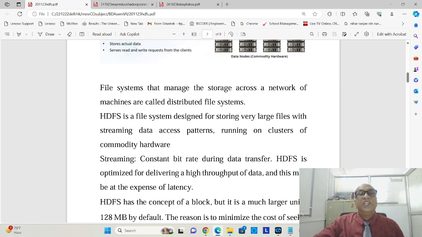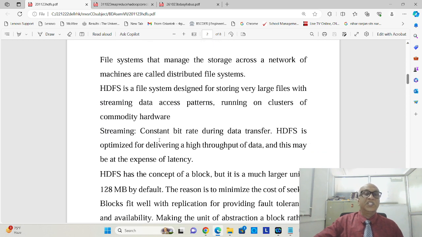So when we are speaking about HDFS, the long form is Hadoop Distributed File System. When I say distributed file system, the file system storage is across a network of machines. And what is HDFS then? It is specifically a distributed file system for Hadoop. It will be storing huge files, and a streaming data access pattern is there. It will be running on a cluster of commodity hardware. What is the meaning of streaming? You have constant bit rate during data transfer.